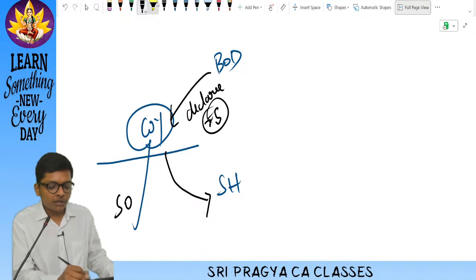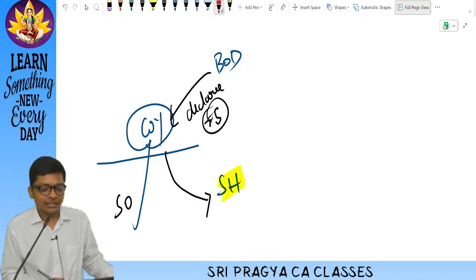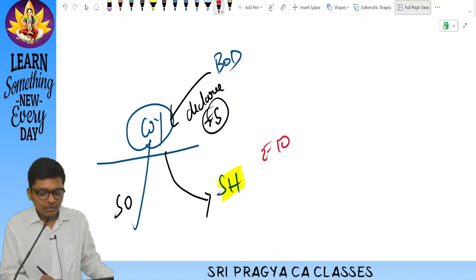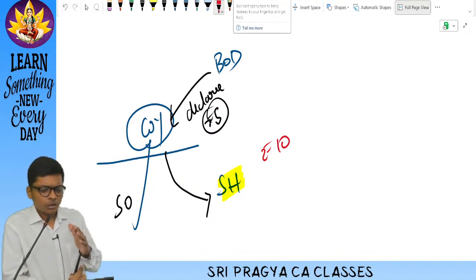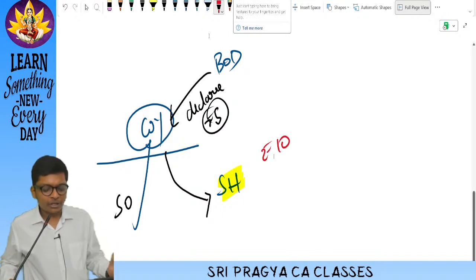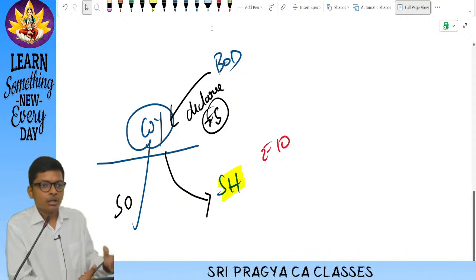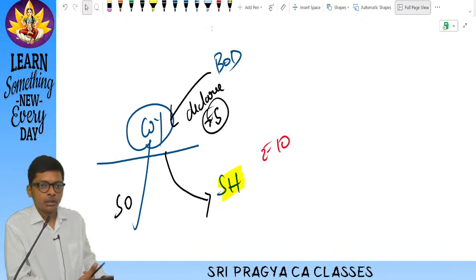Now, who is the owner of the company? Can shareholders tell the board, 5 is less, I want 10 per share dividend? Can they ask for more dividend? Can they say, no need of dividend, you keep it with yourself, give me next year? Can they say 5 is too much, 1 rupee is enough? Can they reduce it?